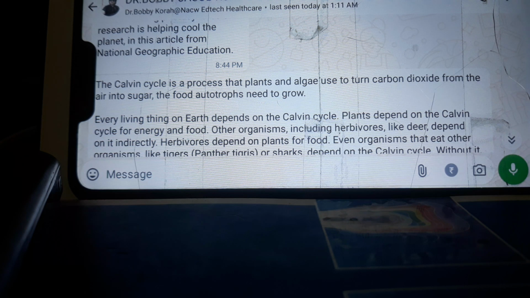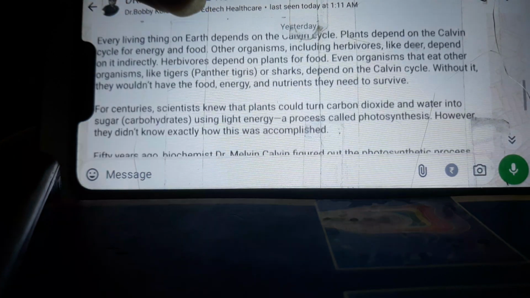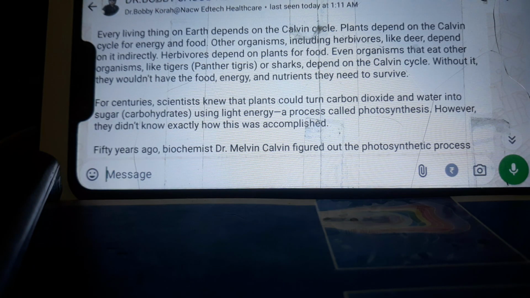The Calvin cycle is a process that plants and algae use to turn carbon dioxide from the air into sugar, the food autotrophs need to grow on. Every living thing on Earth depends on the Calvin cycle. Plants depend on the Calvin cycle for energy and food. Other organisms, including herbivores like deer, depend on it indirectly. Herbivores depend on plants for food. Every organism that eats other organisms, like tigers or sharks, depends on the Calvin cycle. Without it, they wouldn't have the food, energy, and nutrients they need to survive.